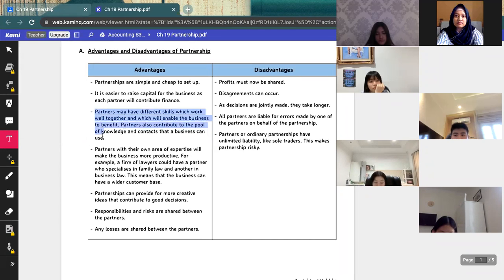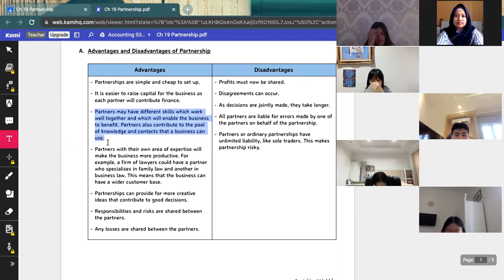For this one, it is very, very useful in terms of partnership. For example, Nicole, Fisha, and Kenya decide to make a partnership. Why did you three join together? Because, let's say, in terms of managing the business, Kenya has the skill. In terms of accounting, Fisha has the skill. And in terms of marketing the business, Nicole has the skill.